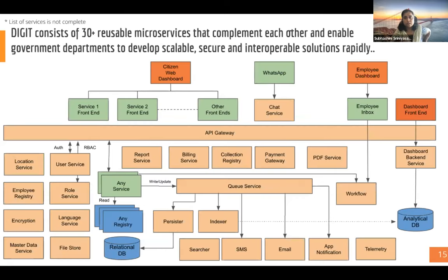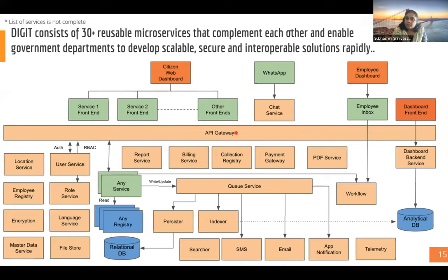So what you're seeing on the screen is a detailed architecture diagram of DIGIT. Again, this is available on all the DIGIT websites that you can have a look at. Essentially, you have an API gateway, right, behind which a bunch of services sit. And you've got user-facing portals right here. You've got a citizen dashboard, and you've got employee dashboards. And from here, citizens interact with the various services.